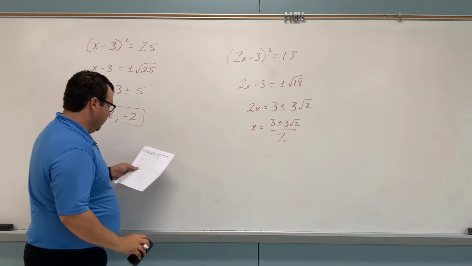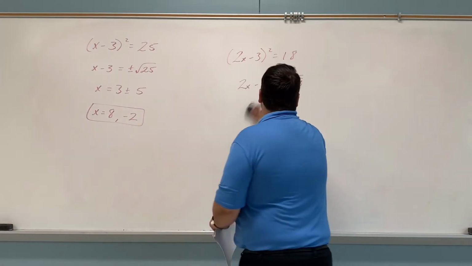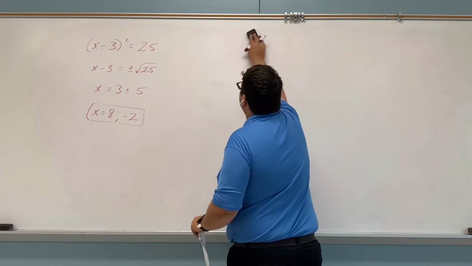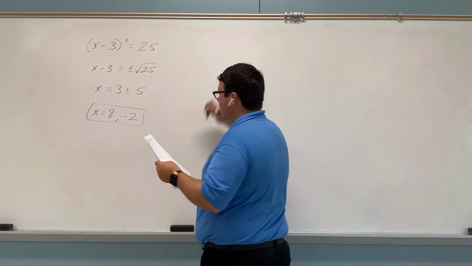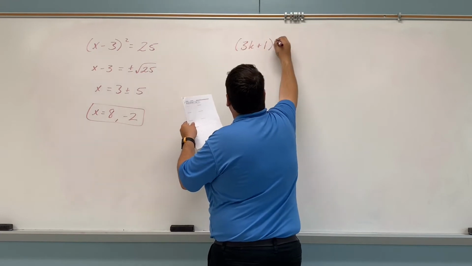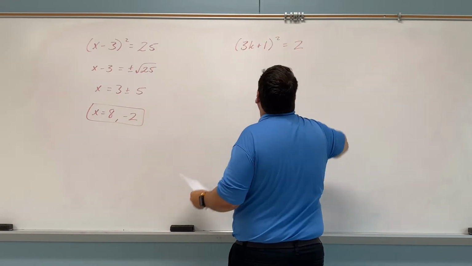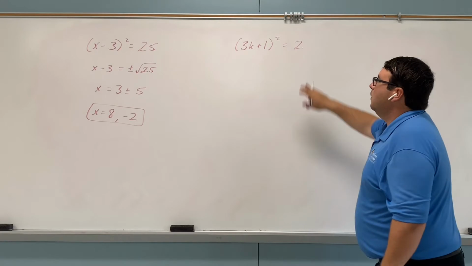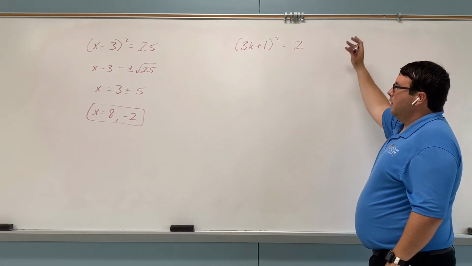Let's do one more, and then I want to show you another method. So I have 3k plus 1 squared is equal to 2. So 3k plus 1 squared is equal to 2.